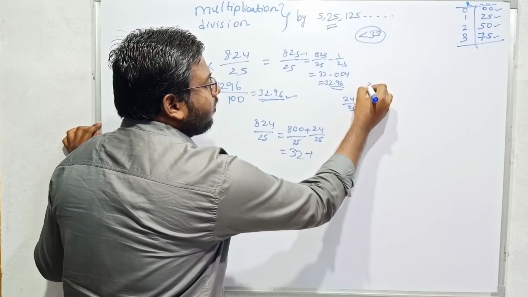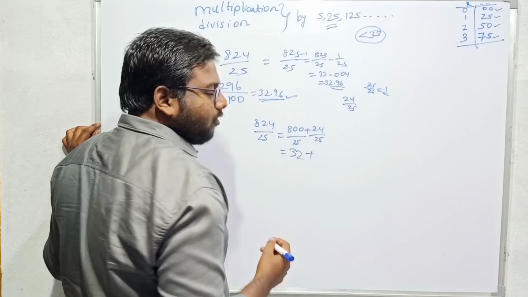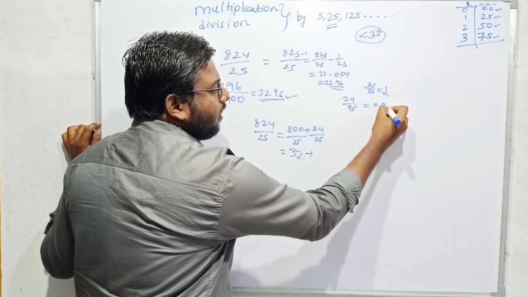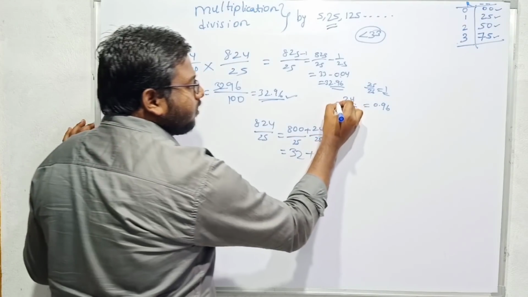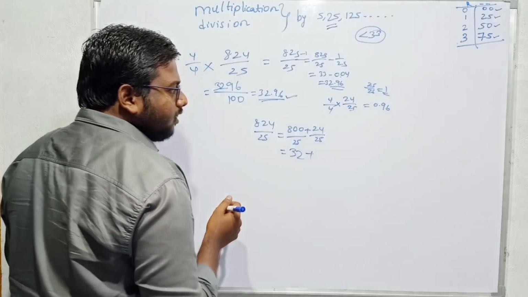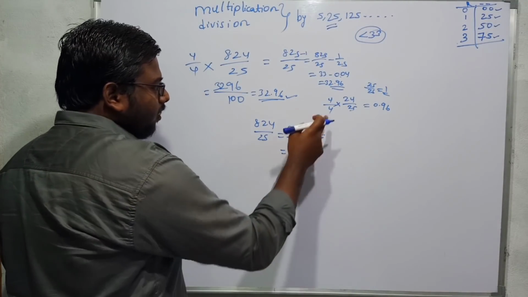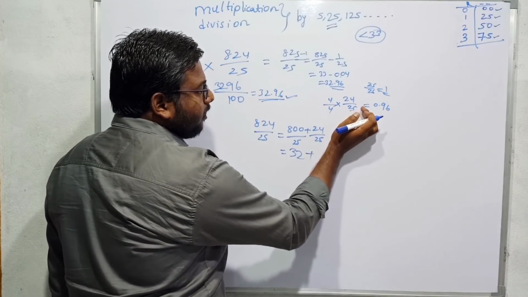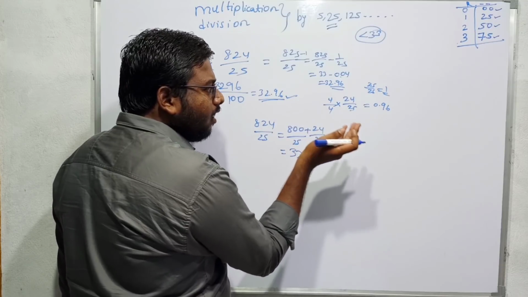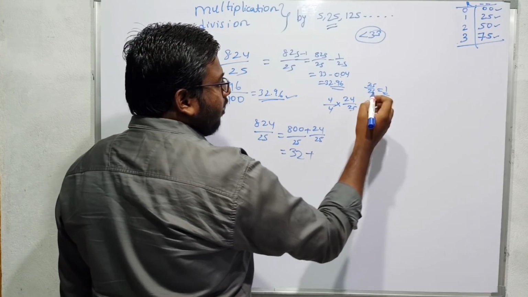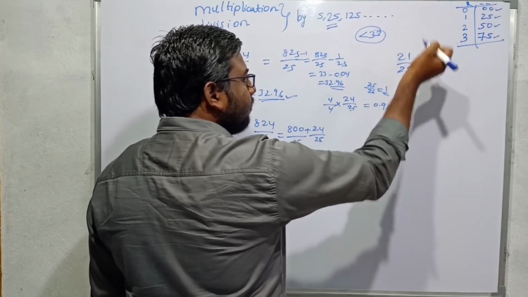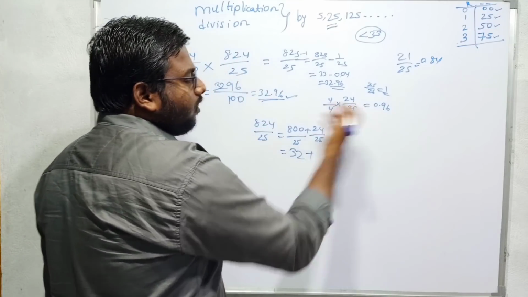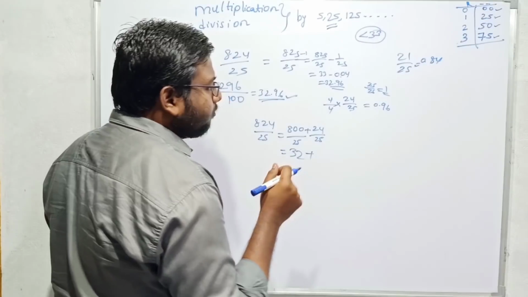24 by 25. We know that 25 by 25 is 1, and 24 is a little less than 25. So this will be nearly equal to 1, and it is less than 1: 0.96. How we got this means, if you divide and multiply this with 4 and 4, this is 96 by 100, which is 0.96. Whenever you see any number less than 25 divided by 25, what we have to do is multiply 1 by 25 with 4. This is 0.84, because it is by 100, so the decimal point goes before 2 digits.